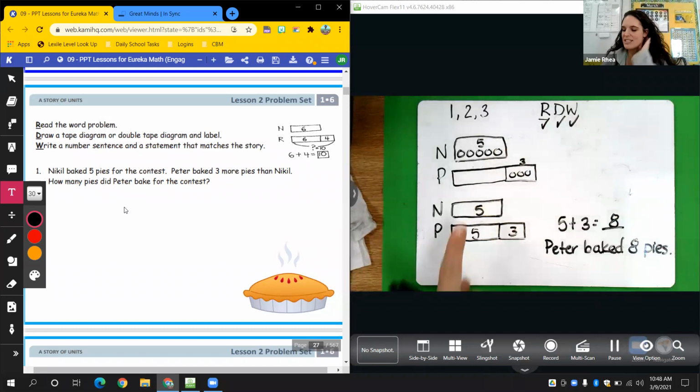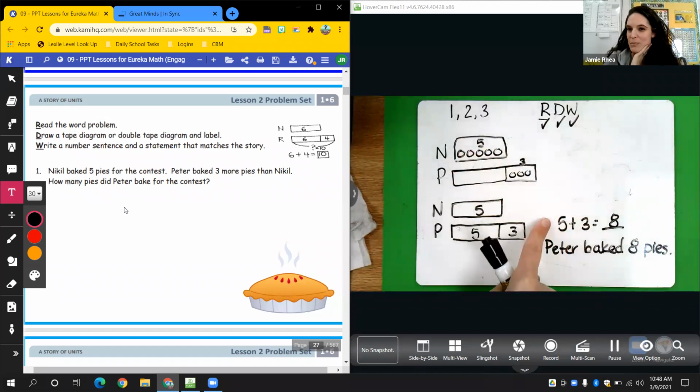Now, guys, I have to see either this tape diagram or this tape diagram. I need to see one, and I need to see my number sentence and my statement. Make sure you are doing your exit ticket along with your problem set. You're going to do 1, 2, and 3. Make sure you turn them both into me. Make sure that fluency is turned in at the same time, okay? So all 3 things are going to get turned into me.